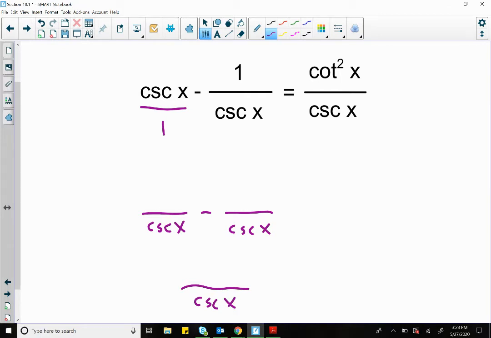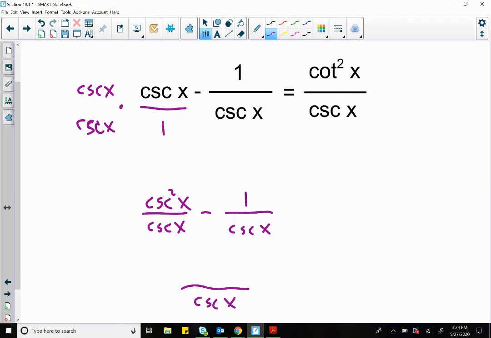Okay. So these two already match, so this numerator will still be 1. Now over here, I need to turn 1 into cosecant. So what do I got to multiply top and bottom by? Cosecant. You're so good. You guys are so smart. Multiply top and bottom by cosecant, which again is like multiplying by 1. So what's cosecant times cosecant? Cosecant squared. Oh, man, look at you guys. You're so smart. So there we go.